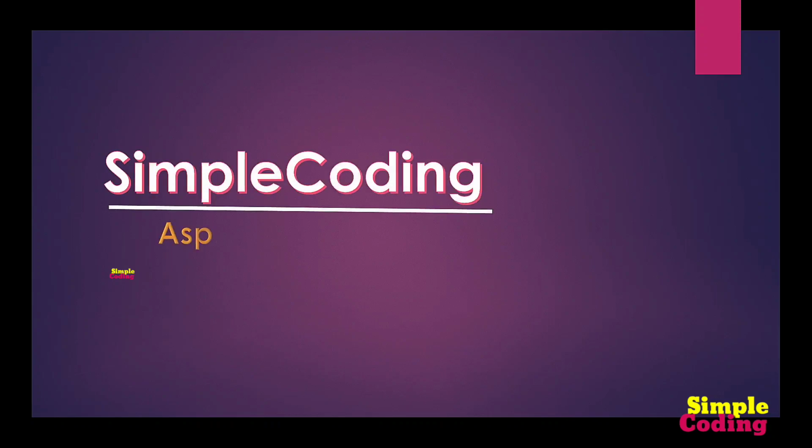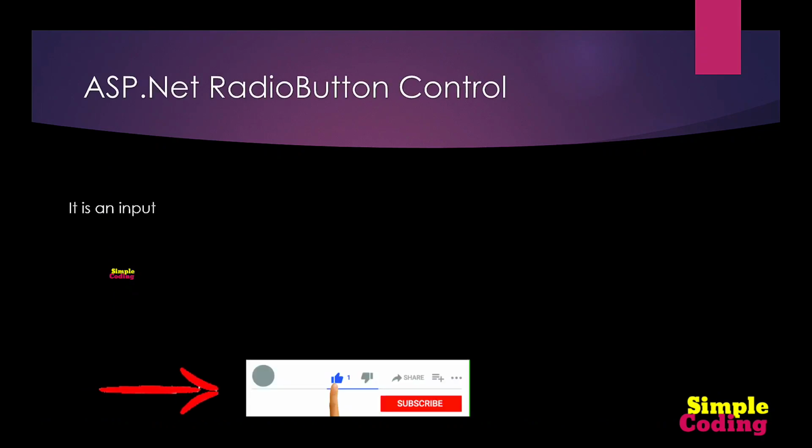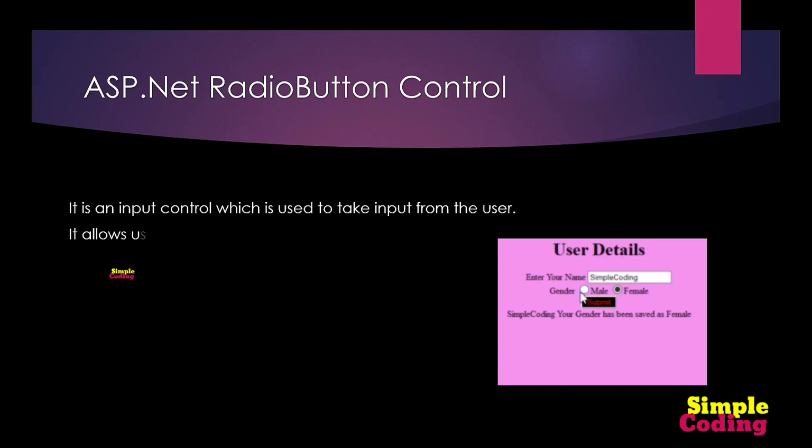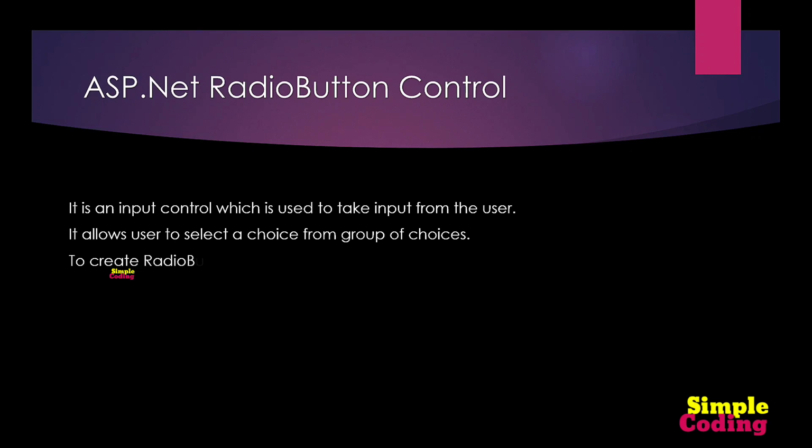Welcome to Simple Coding. In this video, let us see radio button control in ASP.NET. Radio button control is an input control, that means we can provide values into it. Radio button control is used to select only one option apart from many options. Now to create a radio button, either we can write code or use the drag and drop facility of the Microsoft Visual Studio IDE.